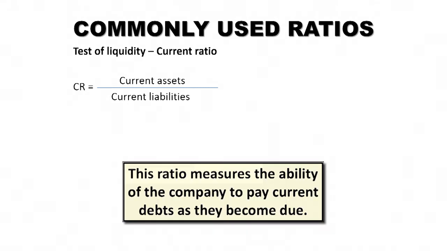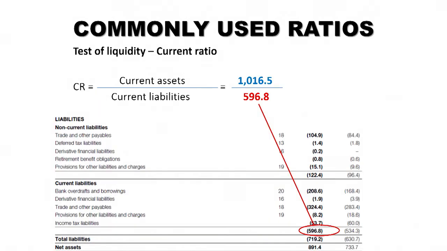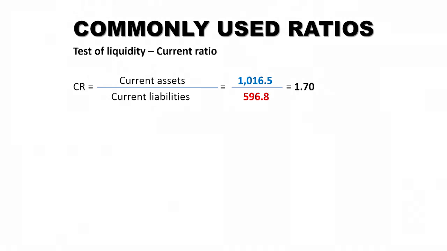Or, for example, the quick ratio. But here we find out that the current assets divided by current liabilities, the current ratio, is not 1.8, which is extremely good, but 1.7. So that's still extremely good. I would like to have that for my current ratio.